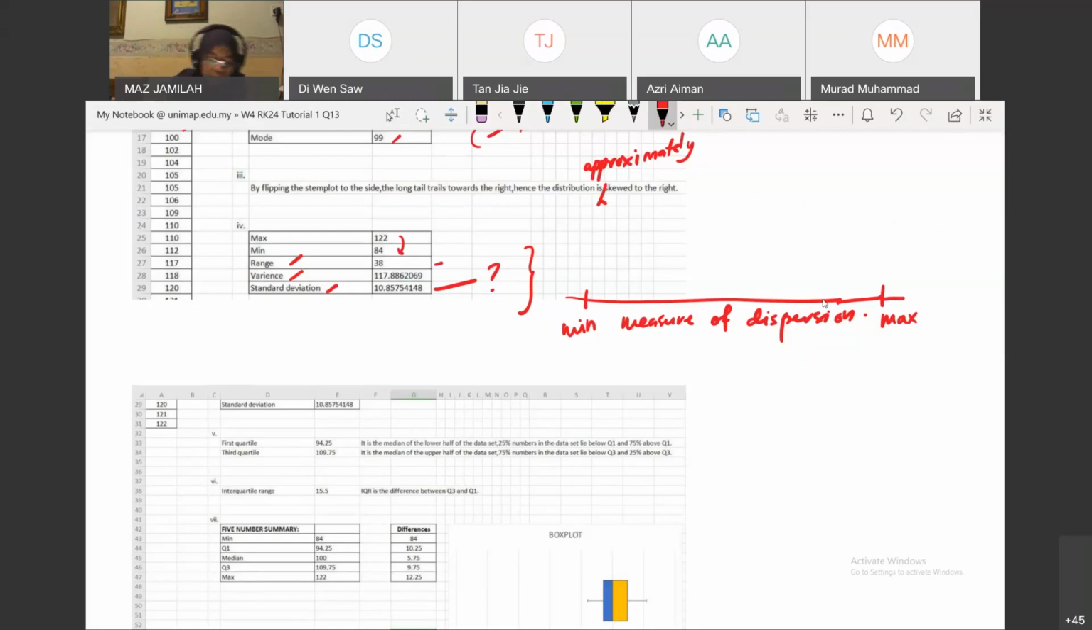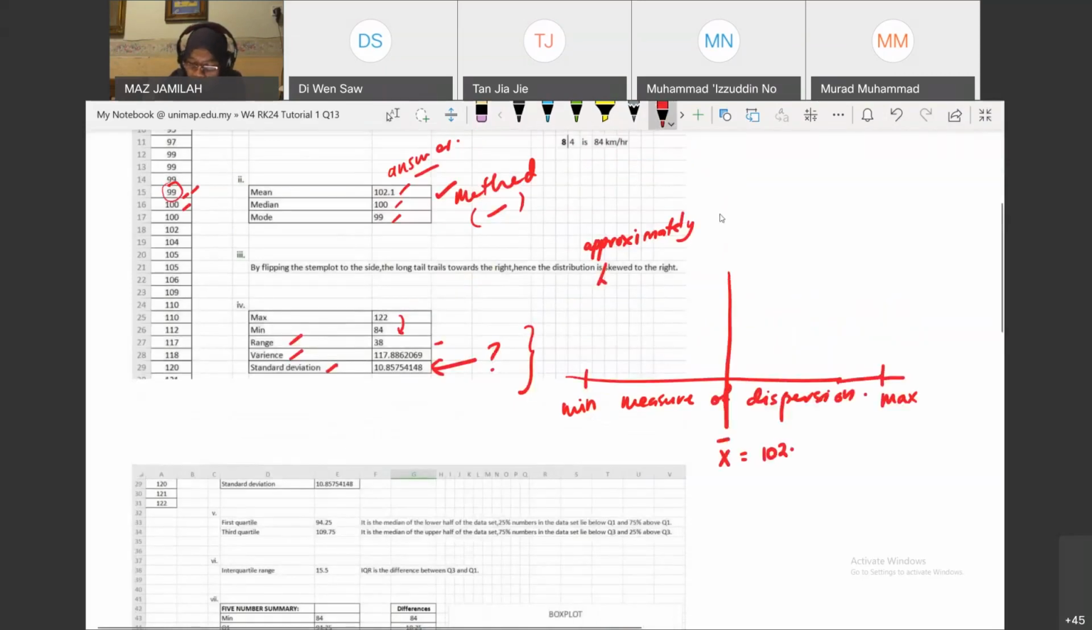Class, can someone comment on what standard deviation means here? Try, class. We know the X bar just now is 102.1. Now, tell me, what about this standard deviation? What does this 10.85 mean?